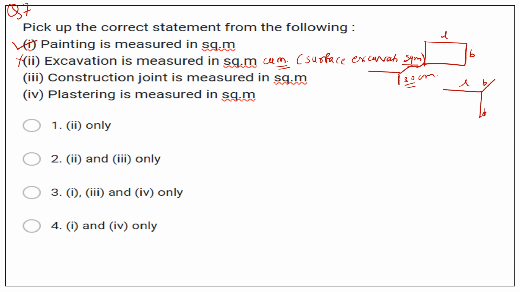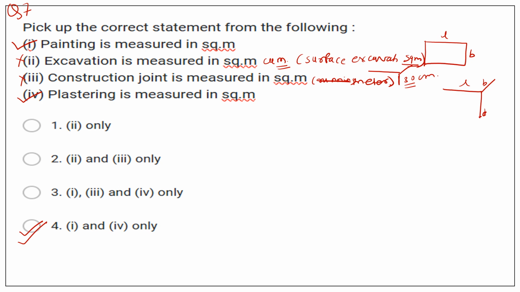The next option is construction joint is measured in square meter. So this is wrong. The third option is wrong because construction joints, that is expansion joints, contraction joints, all are measured in running meter or in meter scale. Then the last one is plastering is measured in square meter. The last one is also correct because for painting and for plastering the same surface is there. So for painting and plastering the measured unit is square meter. So in the options, first and 4 are correct. So first and 4 is given in the last option. So the last option, 1 and 4 only, are correct.